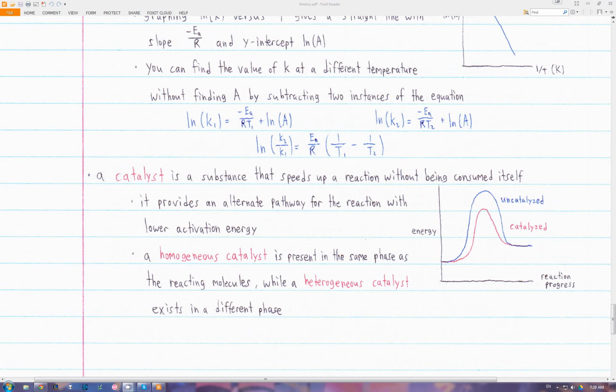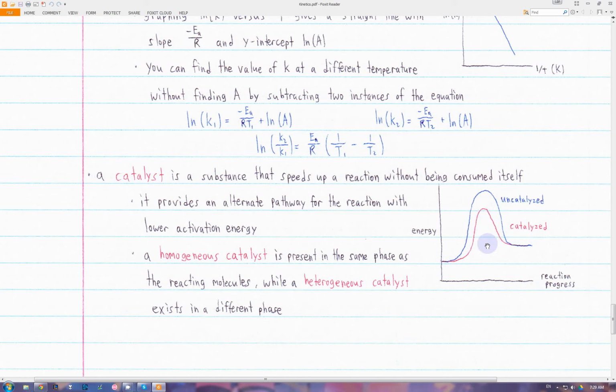The way a catalyst speeds up a reaction is by providing an alternate pathway for the reaction to occur, and this other pathway has a lower activation energy. If we're looking at the diagram of the potential energy as the reaction occurs, if there is a catalyst present, the bump, the energy hill, will be lower. But notice how the potential energy of the reactants and products is still the same, as well as the total change in energy. The only thing different is the activation energy.